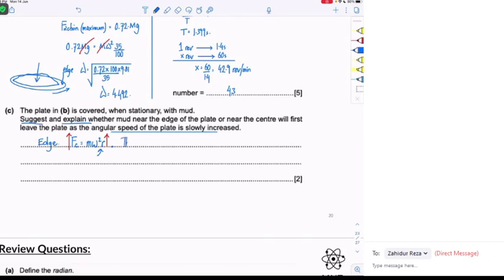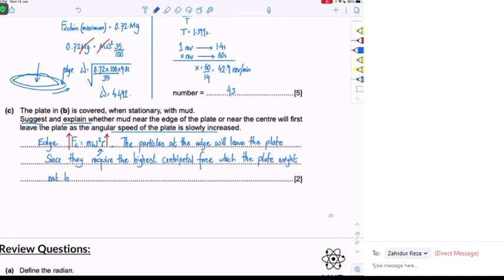So you say that the particles at the edge will leave the plate since they require the highest centripetal force, which the plate might not be able to provide because friction is limited, right? So জিনিসটা কি, মানে what's the point I'm trying to make here?